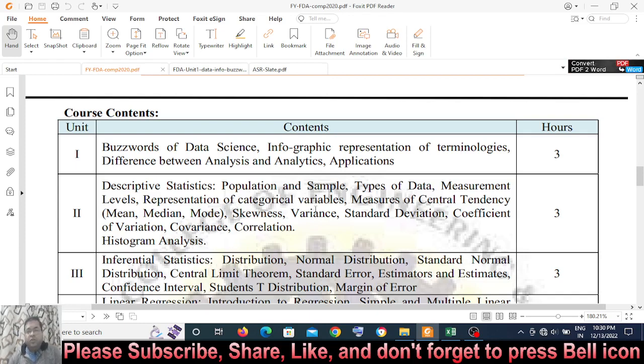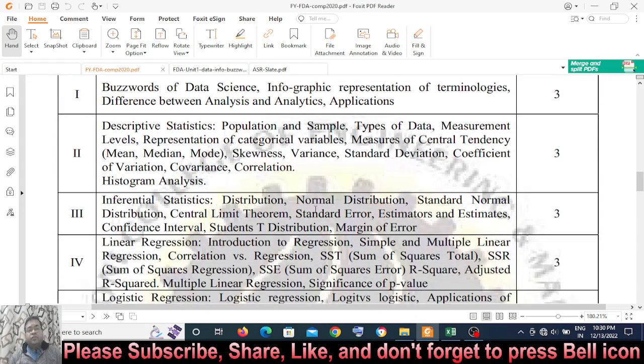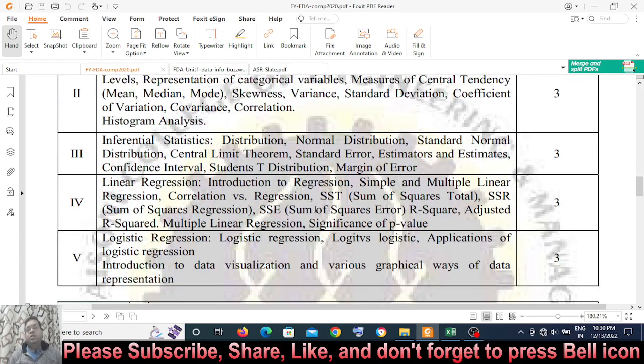The second unit covers descriptive statistics or descriptive data analysis, not the complete descriptive, but certain points in that: what is population, what is sample, what is type of data, what are the measurement levels of the data, what are the representations of categorical variables, measures of central tendency of data like mean, median, mode, skewness, and the rest of the things. Then we are going to see inferential statistics, distribution, normal distribution, standard normal distribution, and other details of these inferential statistics.